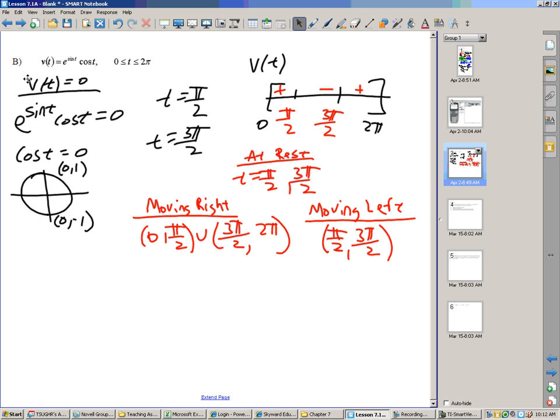Total distance traveled versus net displacement. That's really what a lot of this lesson is about. So for part B, to find the net displacement, it's just going to be the definite integral from 0 to 2 pi of this function.